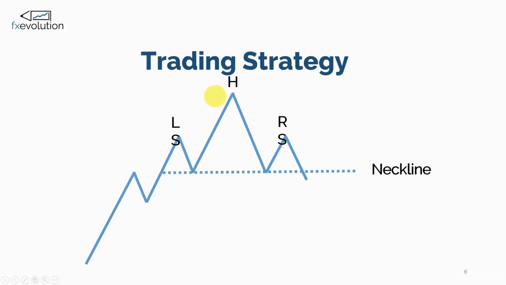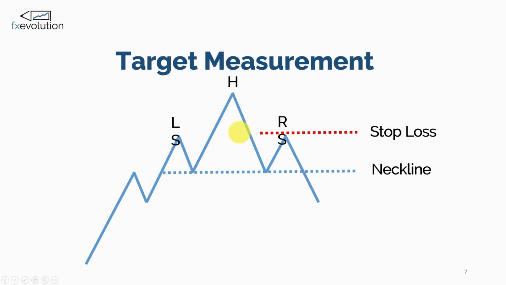So let's just cover in brief how to trade this strategy. We've got the neckline. We look to sell at the neckline with a stop loss above the previous shoulder, in this case the right shoulder. We can also figure out a target measurement. Because it's a pattern within technical analysis, we can look at the head length between the head and the neckline and project that distance as our target level.